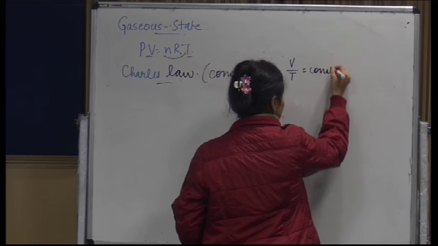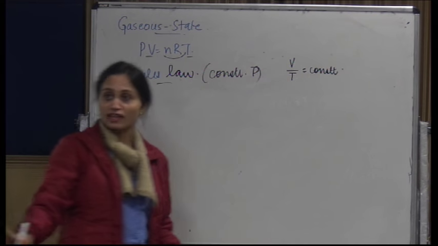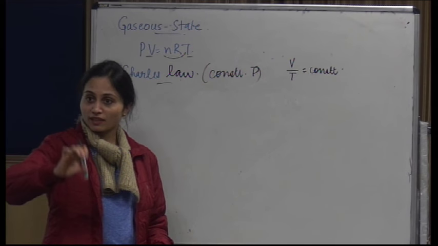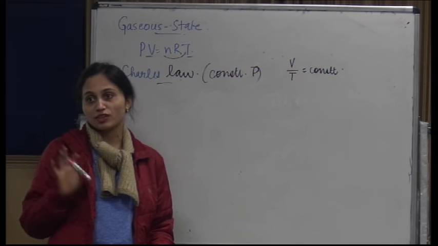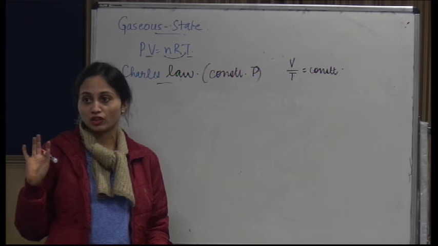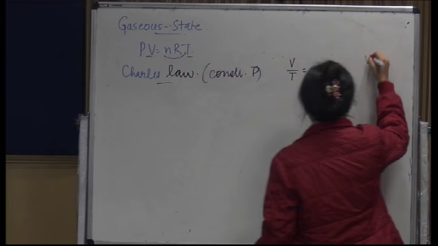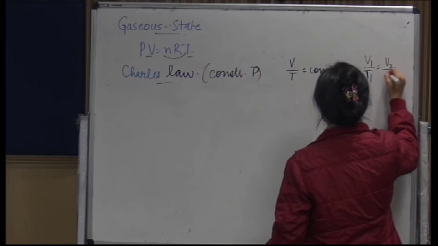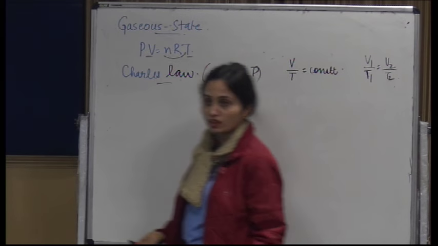You will get direct numericals which we haven't taken up yet. It is just like direct application. You will be given initial volume, final volume, initial temperature, and not the final temperature. Then you can easily substitute the values as V1 by T1 is equal to V2 by T2, and you can easily find out T2, T1, whatever is asked.